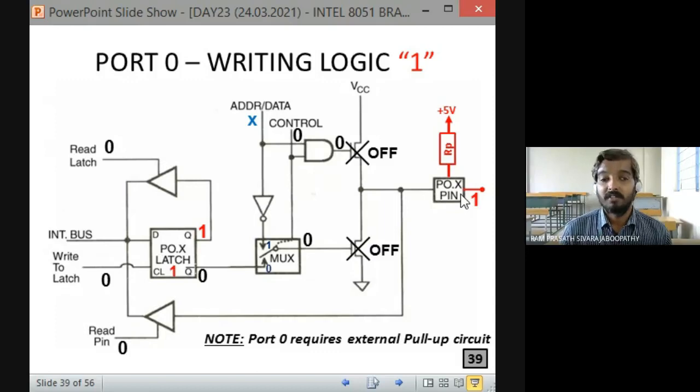That's all. With this we will stop today's session. The remaining portion we will continue in the next session. We still need to see the read operation of port 0, then the alternate function of port 0. So that we will continue in the next session. Fine, so with this topic we will wind up today's session.